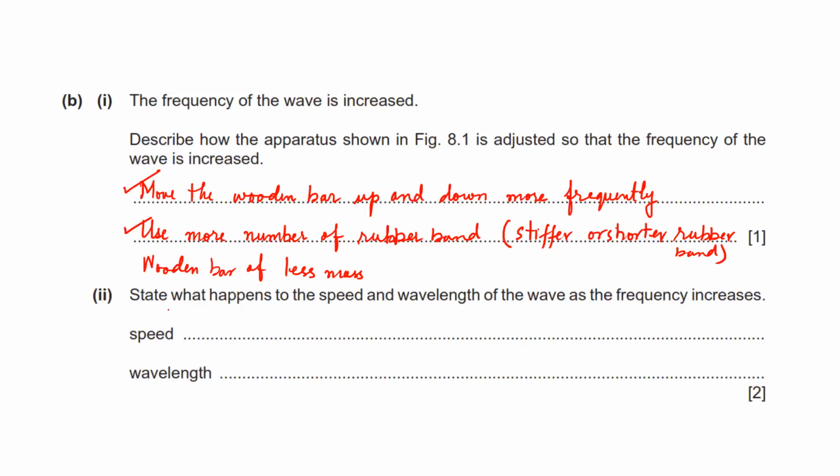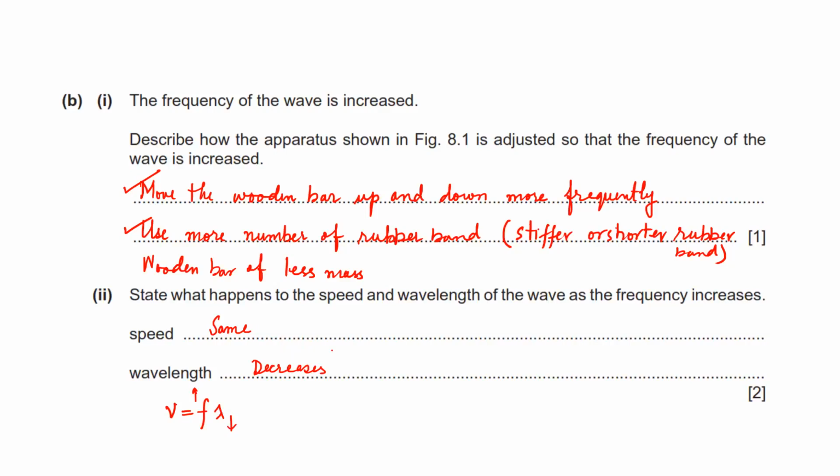Part 2 says, what happens to the speed and wavelength of the wave as frequency increases? Okay, so the frequency has increased. Remember, v equals f lambda. So as frequency increases, the wavelength will decrease, and the speed remains constant. So the speed remains the same, or the wavelength decreases.